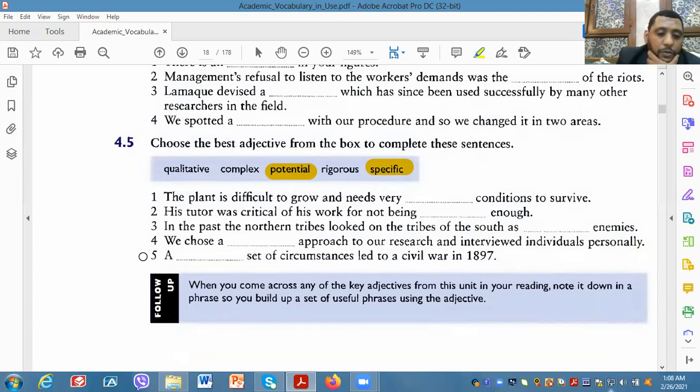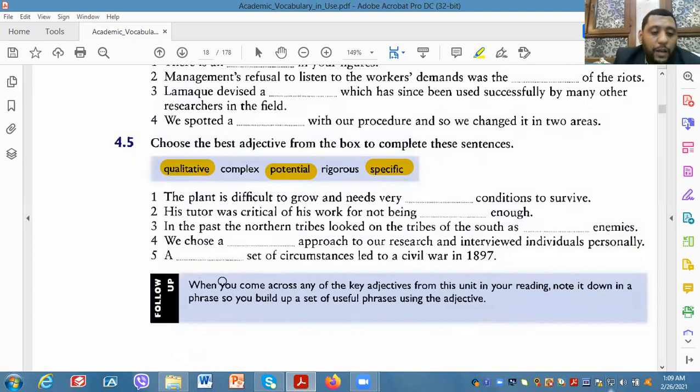Number 4, we chose approach to our research and interviewed individuals personally. What did we choose? We chose a qualitative approach to our research and interviewed individuals personally.